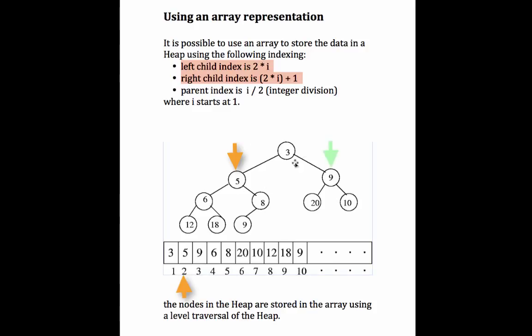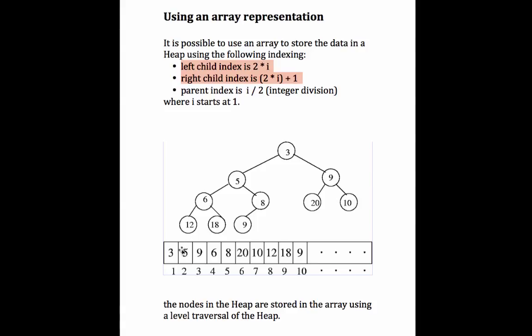On the other hand, the right child, which is 9, where does it go? Again, I is 1. 2 times 1 is 2, plus 1 gives us 3. So 2 and 3 are the indexes that we use to represent the left and the right child of 3. What do we do next? Now we apply this rule sort of recursively. So we're done inserting the left and the right child of 3.